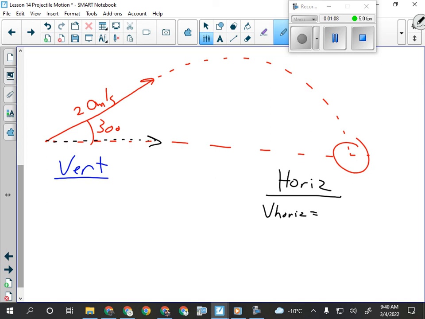Just like in the other projectile motion problems we dealt with, the horizontal velocity does not change. Okay? There's nothing to accelerate the person in the perfect physical world. Okay? There's nothing to slow them down or speed them up horizontally. So how would I calculate V horizontal?